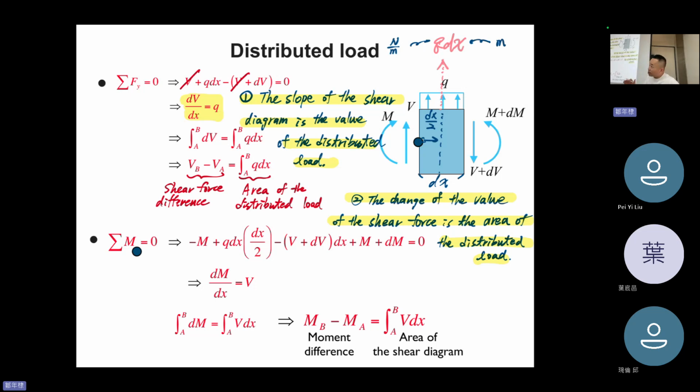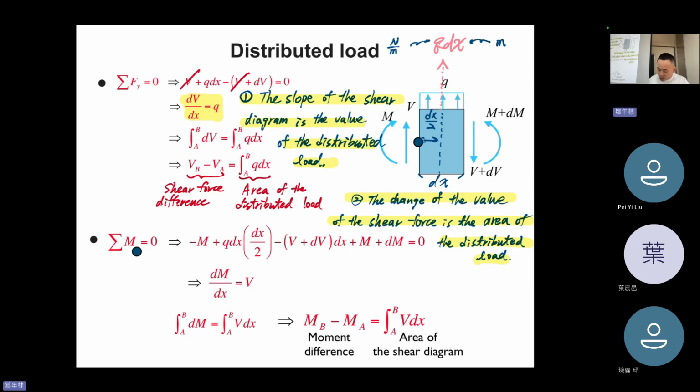So the point is that after we do the proof, later when we draw the figure of shear and moment diagram, we don't need to cut it and do the force balance. We just need to memorize and apply all these conclusions I highlighted in yellow. Okay, and you will draw the figures very efficiently, very quickly. All right. Continue.